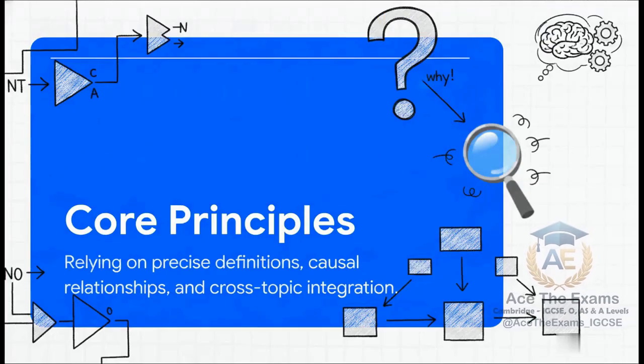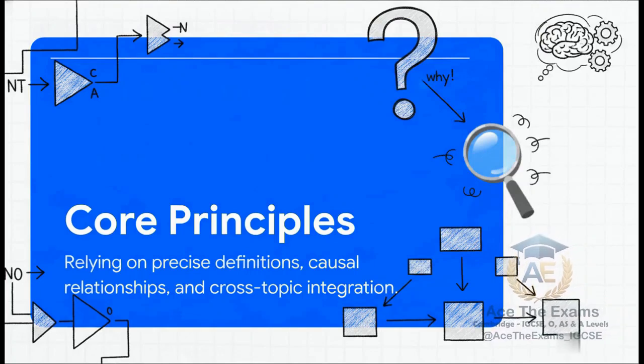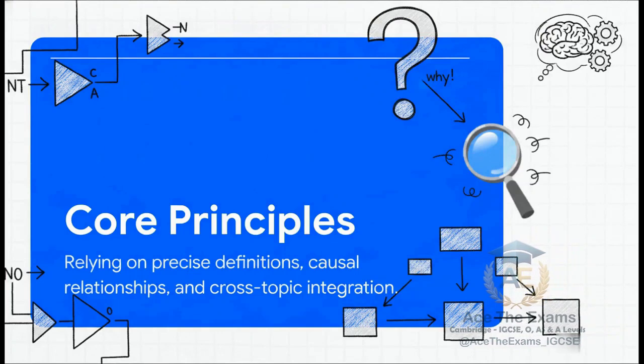So the crucial point here is that examiners are explicitly looking for systematic analysis and evidence-based reasoning, not just rote memorization. The theoretical architecture of logic circuits relies on precise definitions and understanding causal relationships. You need to know exactly how changing a single input at the start of a circuit cascades through various gates to ultimately alter the output. You really have to understand the why, not just the what.